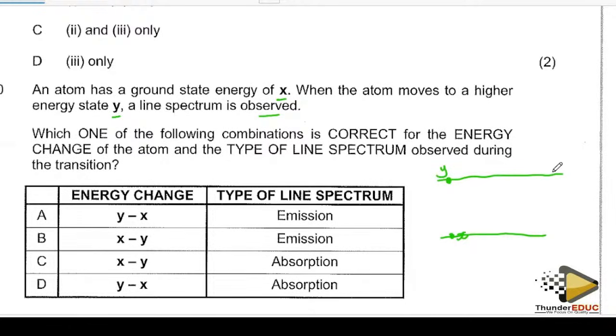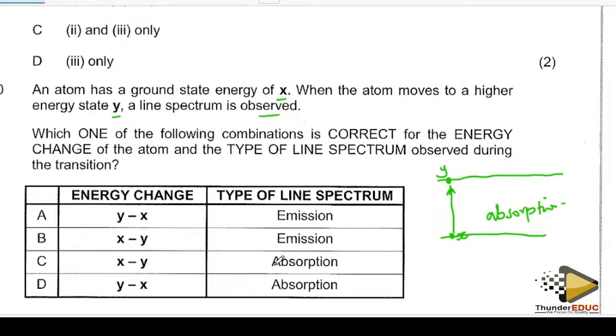When that happens, there's an absorption that will take place when atoms move from low energy levels to higher energy levels. That is absorption that is taking place. When they move from high energy levels to low energy levels, that's when they emit their energy. That's when they emit light in the form of that.